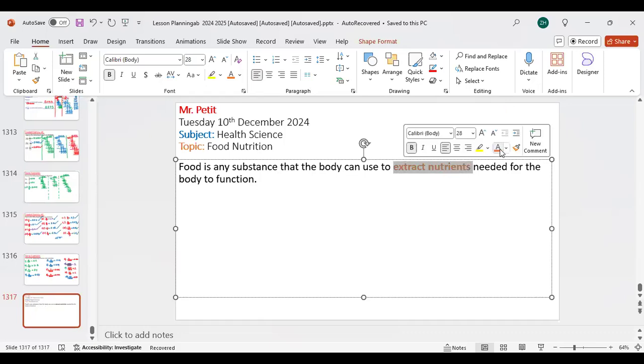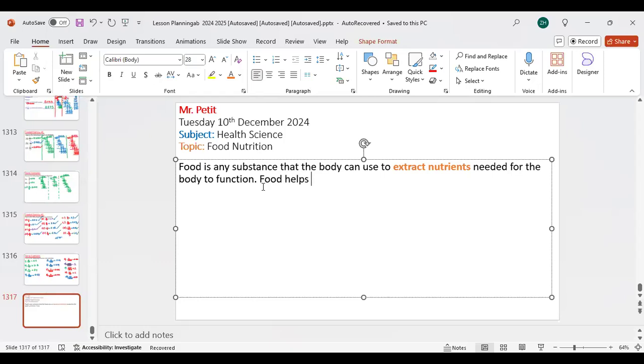For what? So it can provide us with energy. So it can provide us with the nutrients that we need, right? So if you don't eat food for an extended long period of time, you will die. All right, that's just what's gonna happen.